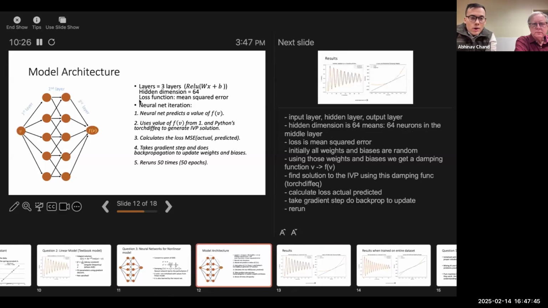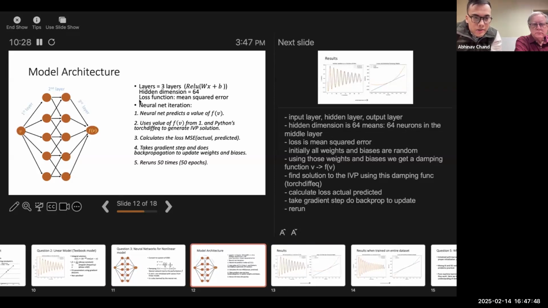And this is the architecture. So you have three layers: the input layer, the hidden layer, and the output layer. And these layers are standard ReLU layers. So you have Wx plus b, which is your linear function with a bias. And then you apply this nonlinear activation function, which in our case is the ReLU. And the hidden dimension is 64, which means that there will be 64 neurons in those two columns that you see in that picture. And the loss function is the mean squared error, because this is a regression task.